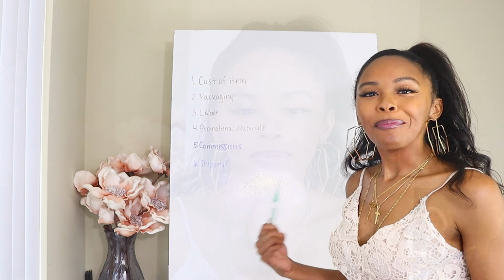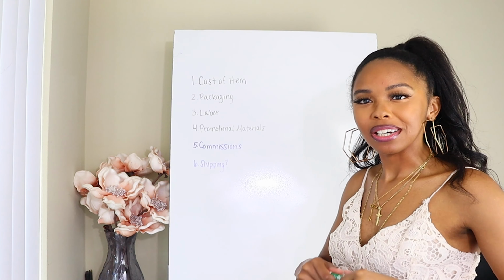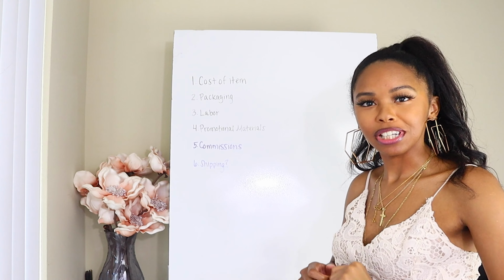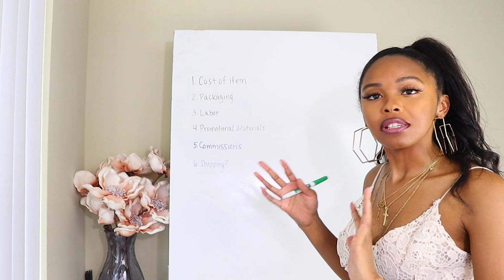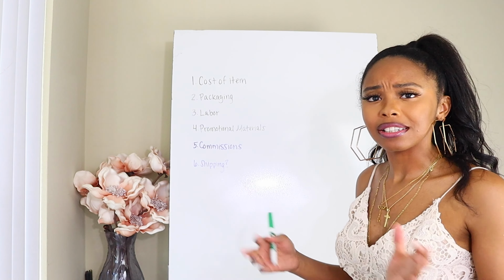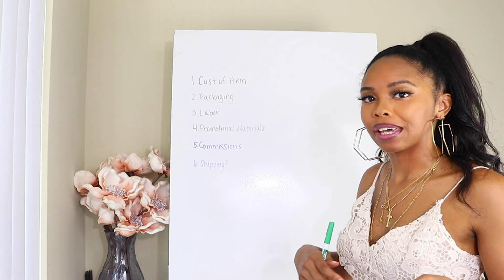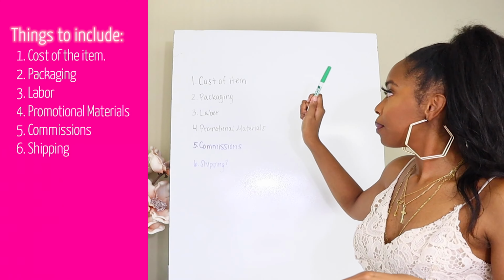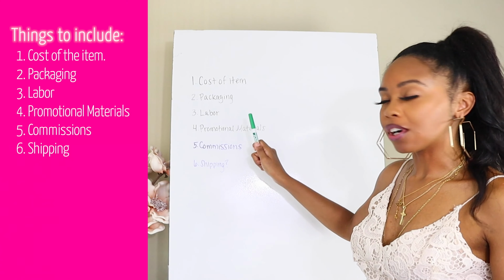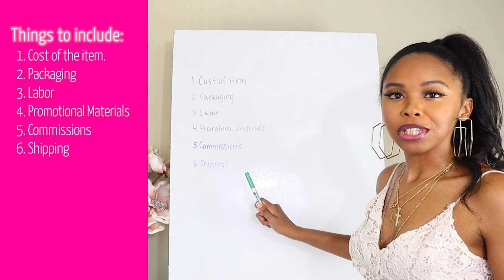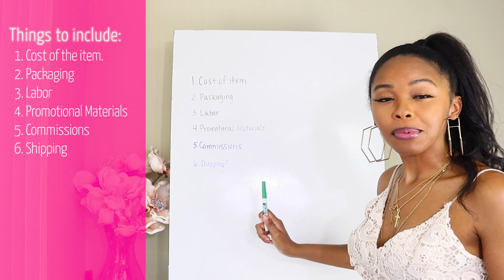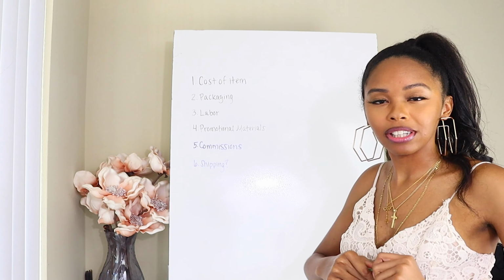But let me quickly show you guys an example of how to calculate the cost of the item. Now I'm hoping you guys can see this board because it's not really looking like you can actually read it. Basically, what I have on the board right now is just a list of things we need to include in our pricing that I just gave to you guys, but I'll run through it again. So I have the cost of the item, any packaging, labor cost, promotional materials, commissions, and then if we're going to include shipping in the pricing or if we're going to have it calculated at checkout.